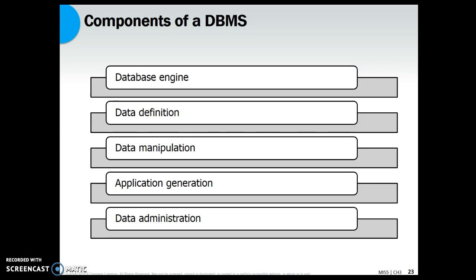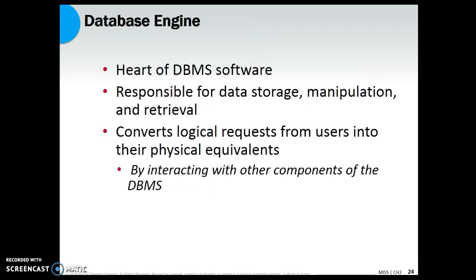So the components of a database management system are the engine, the data definition, the manipulation of the data, the application generation, and the data administration. So let's talk first about the database engine. That's the heart of the database management system software. It's responsible for the data storage, the manipulation of the data, and the retrieval. And it converts logical requests from a user into their physical equivalents. So that would be by doing a query and finding information.